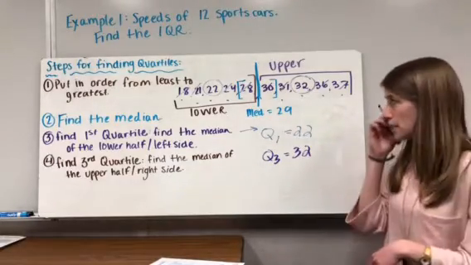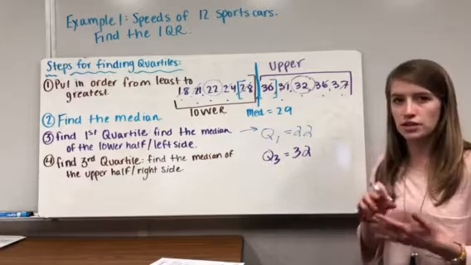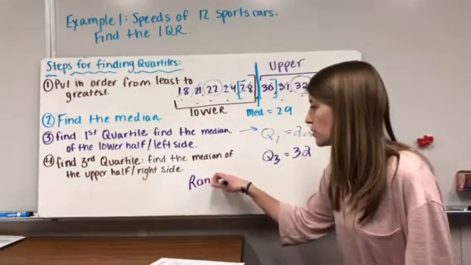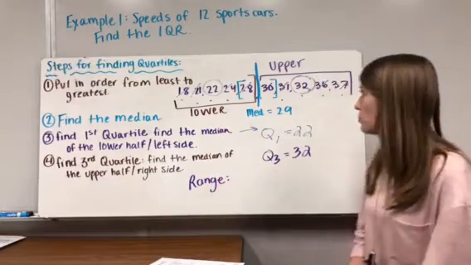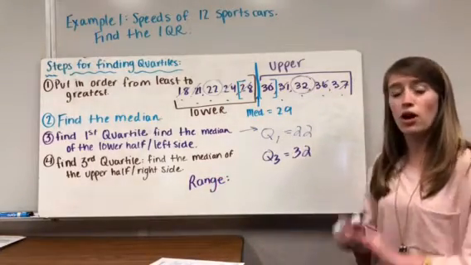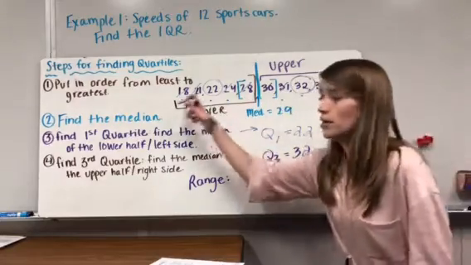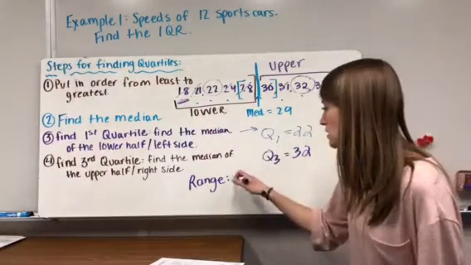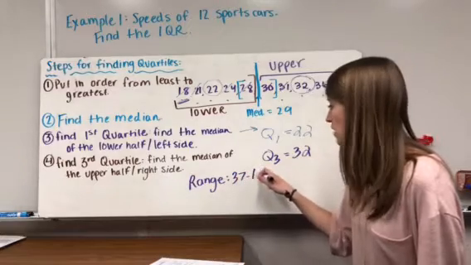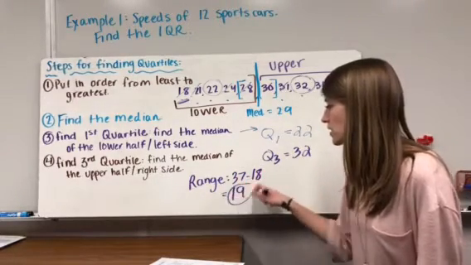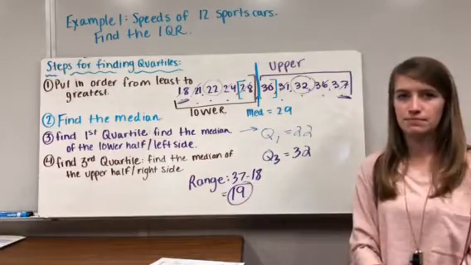Just for practice's sake, let's go ahead and find the range and the IQR. Let's first find the range. The range we always know is the biggest value minus the smallest value. What's great about putting your numbers in order is now you can see 37 minus 18. We can quickly and easily see what our biggest and smallest values are. 37 minus 18 gives us 19.